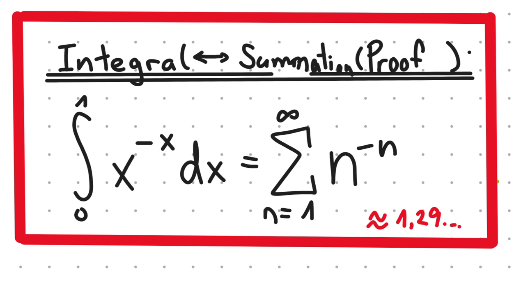Now those two expressions, if we take them as variables, are not the same function. But if we take the integral from 0 to 1, the area under the curve of x to the negative x is just equal to the infinite sum, if you take the index n to be 1 and 2 and 3 and so on until infinity, of n to the negative n. The value is going to be exactly the same, and I want to prove it to you using different methods.